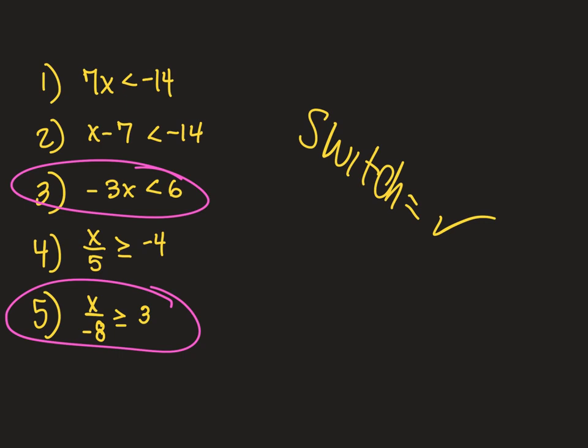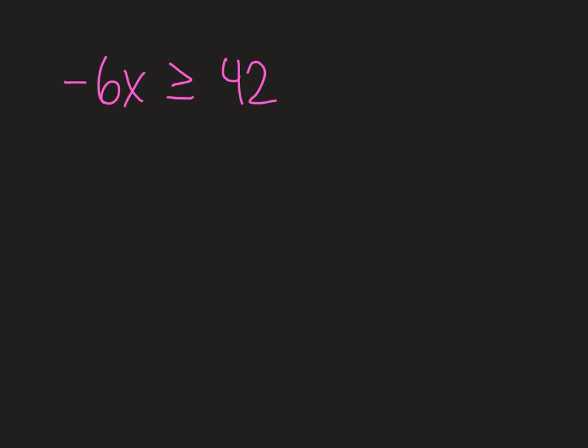The answer was 3 and 5. 3 switches because we're dividing by -3. 5 switches because we're multiplying by -8. 3 and 5 were the ones whose answers would switch when we're done. All right, solve this one. Type in your answer.